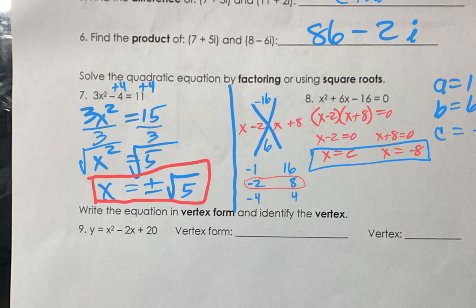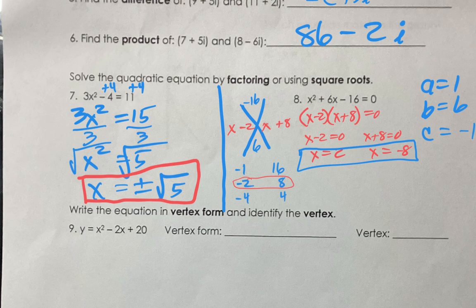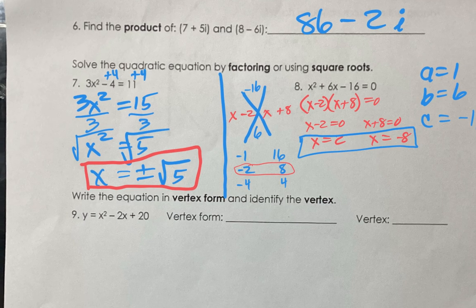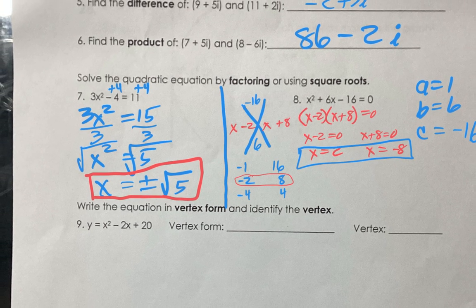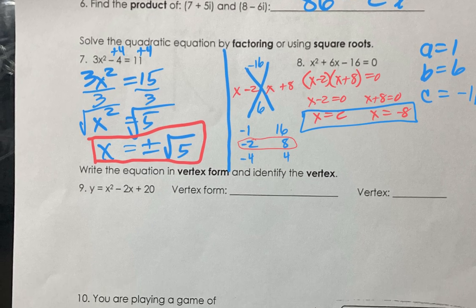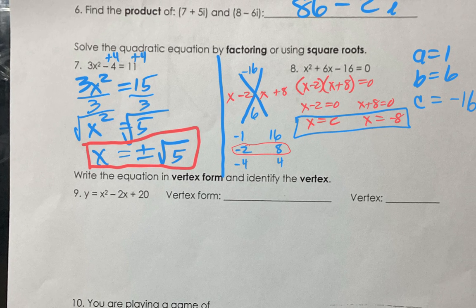All right, so we did one equation by taking the square root. We did the other quadratic equation by factoring. Write the equation in vertex form and identify the vertex. Okay, since we don't know the vertex and we've not learned how to complete the square, we have to do what we do know.